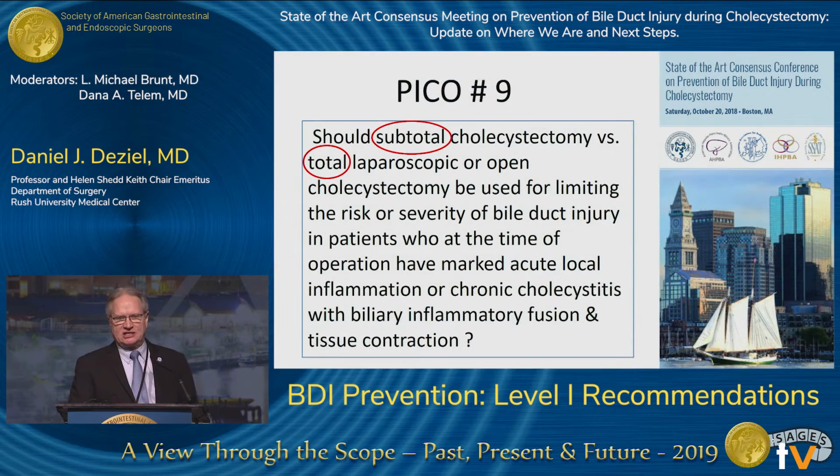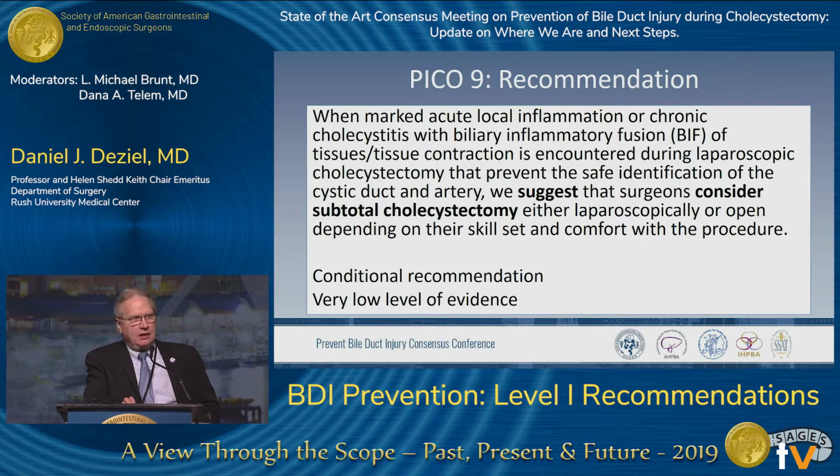Should subtotal cholecystectomy versus total cholecystectomy, done either laparoscopically or open, be used to mitigate the risk of injury when patients have marked acute or chronic inflammation? The recommendation is that when there is acute or chronic inflammation that prevents safe identification of the cystic duct and artery, we suggest that surgeons consider subtotal cholecystectomy, either done laparoscopically or open, depending upon the skill set and comfort. A conditional recommendation, a very low certainty of evidence.